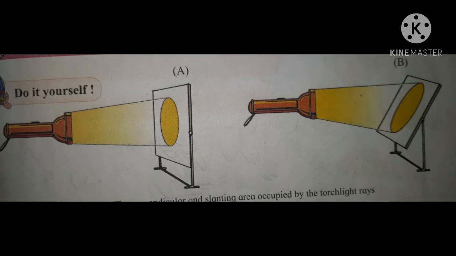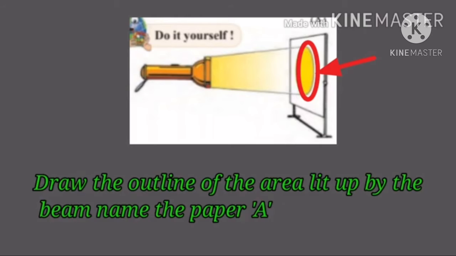Hold the board perpendicular to the beam as shown in figure A. Draw the outline of the area lit by the beam. Name the paper A.